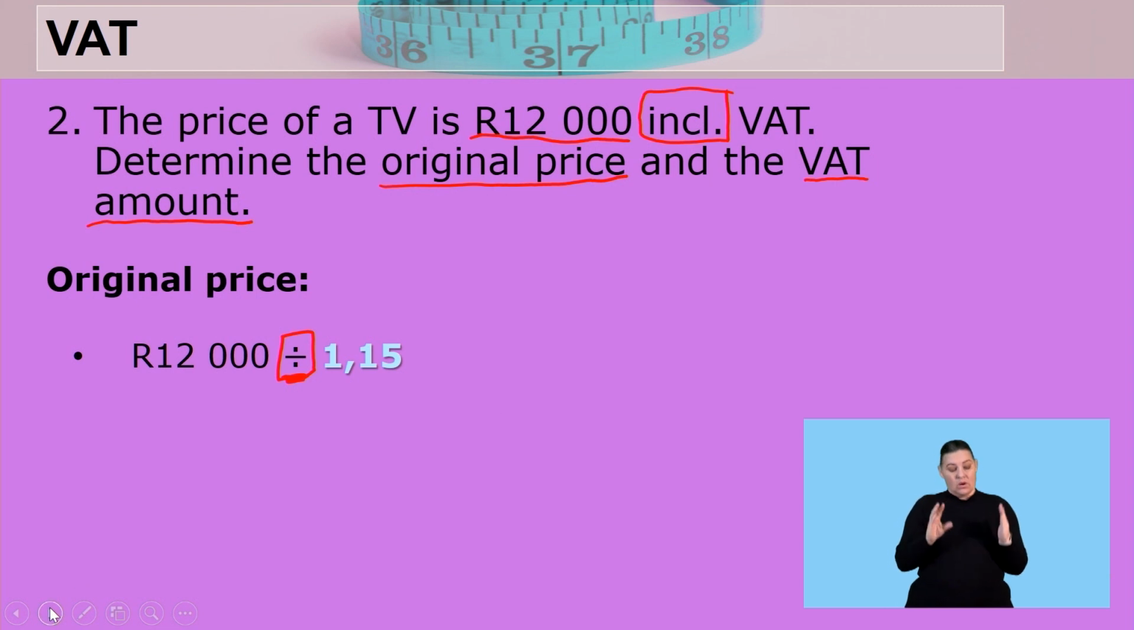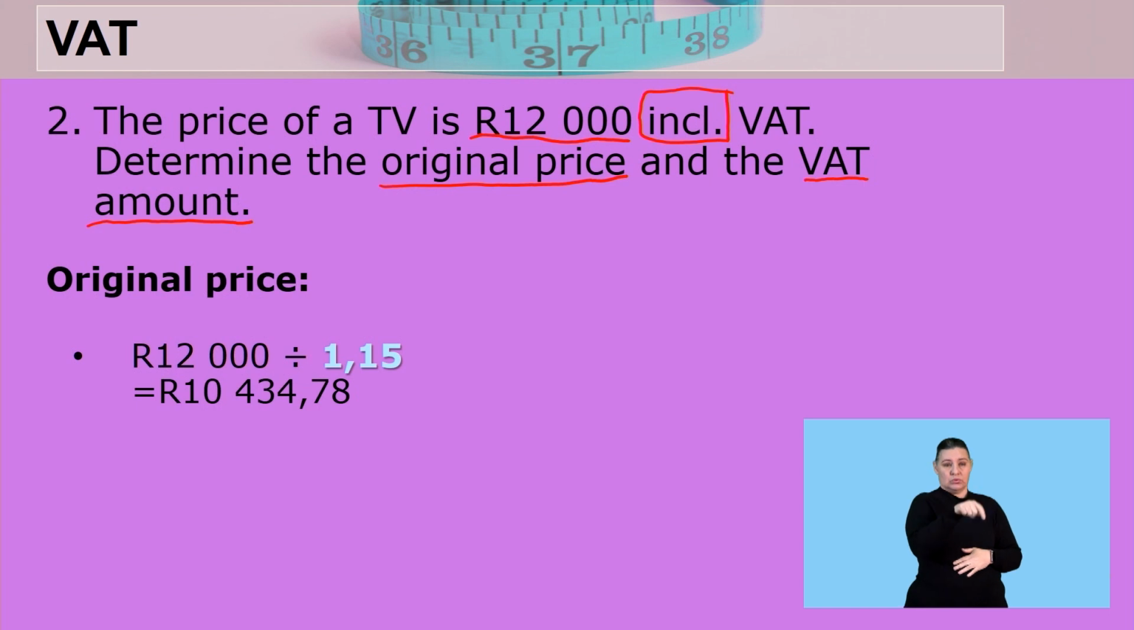So we plug that into our calculators, and we get 10,434 Rand 78 cents. That's your calculator's work. So we've done the original price, check.